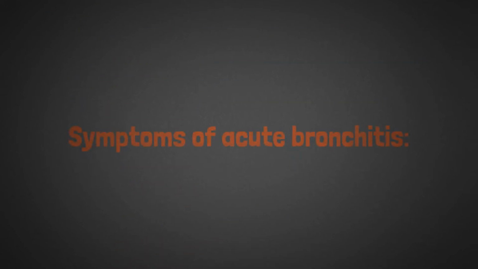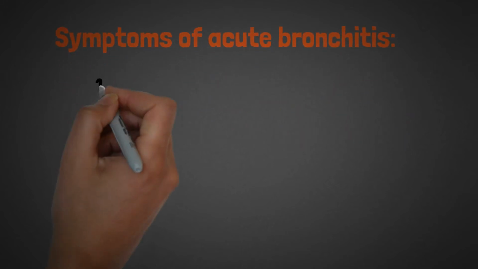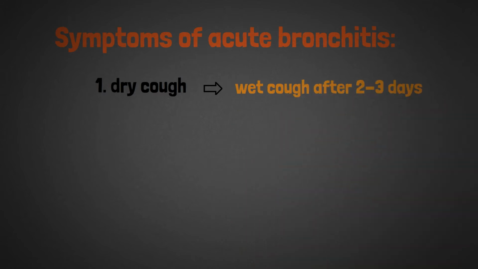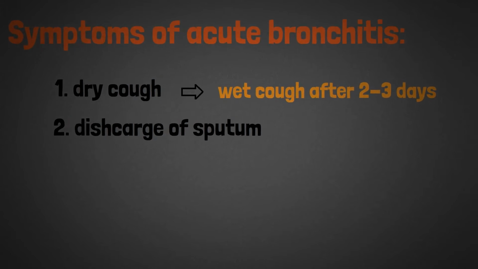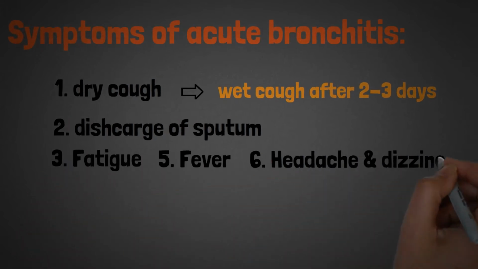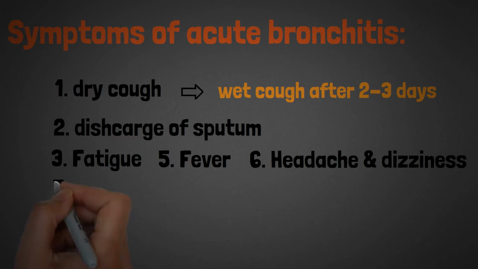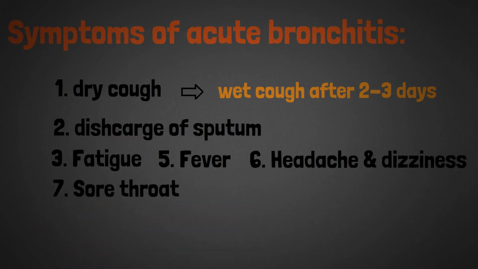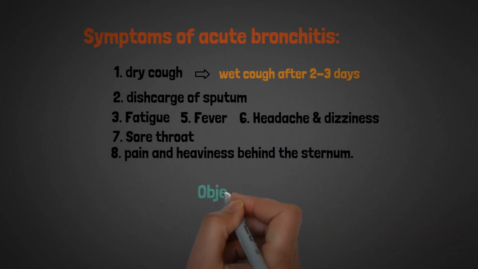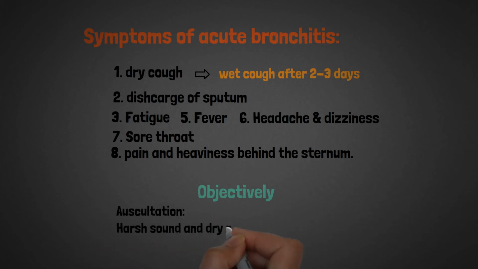Symptoms of acute bronchitis include a dry cough, which after 2 or 3 days turns into wet cough after the discharge of sputum. Other symptoms which usually appear in acute bronchitis include fatigue, fever, headache, and dizziness. In addition to that, sore throat, pain, and heaviness behind the sternum are detected. In acute bronchitis, harsh sound is detected in respiration, with the dry rales detected in all pulmonary parts.